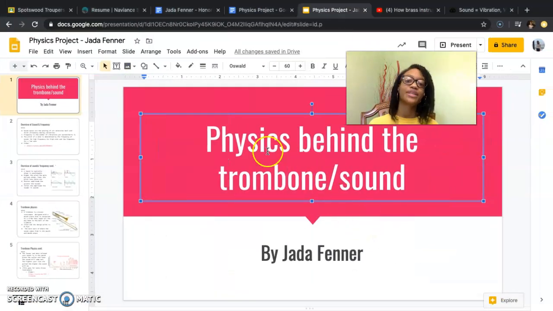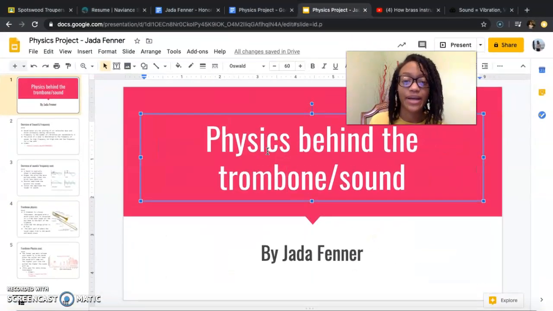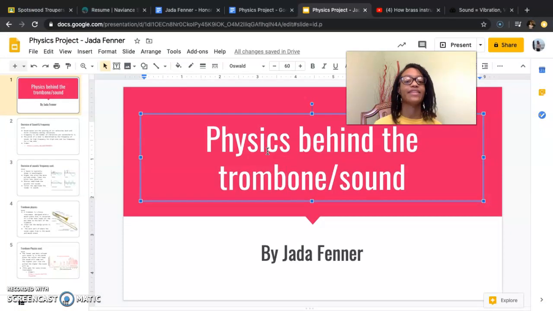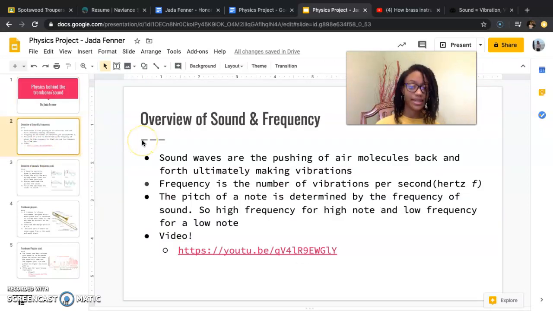Okay, so today we're going to be going over the physics behind the trombone and sound. So first up, sound and frequency. Sound waves are the pushing of air molecules back and forth, ultimately making vibrations. Vibrations being what we usually feel when we put our hand to the speaker or to an instrument or to our throats when we're talking.